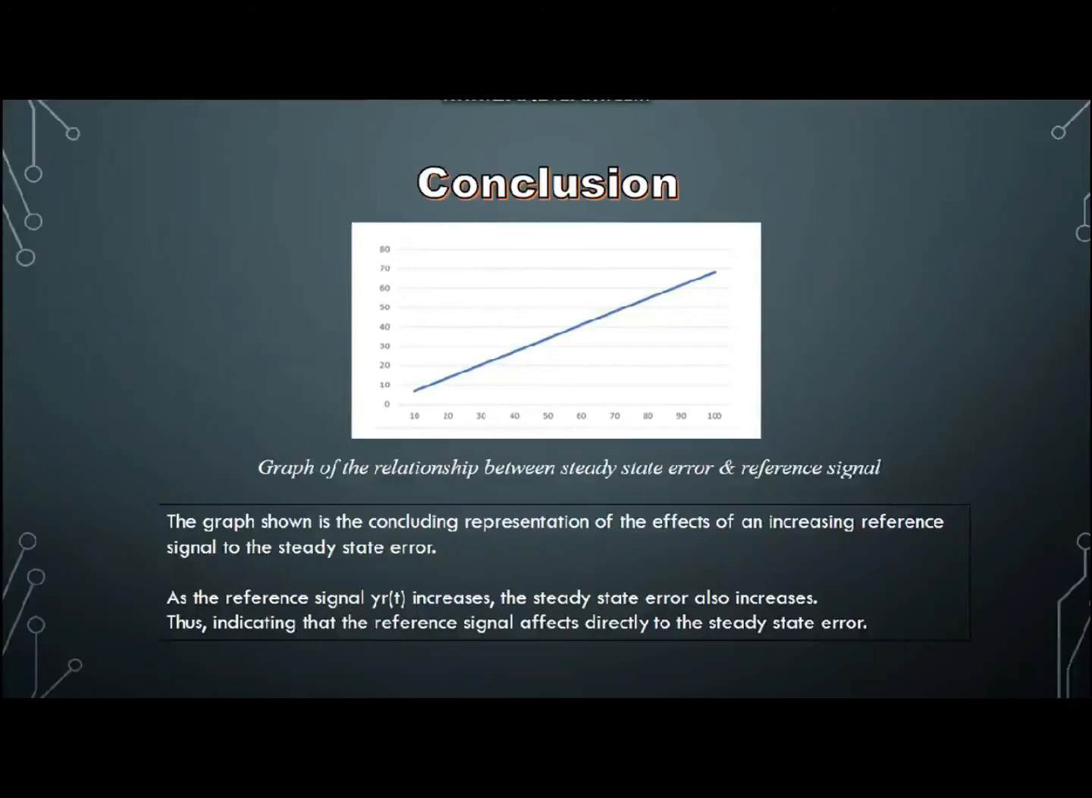thus indicating that the reference signal affects the steady-state error directly. As the reference signal YRT increases, the steady-state error also increases. And that is our conclusion on the relationship between the steady-state error and the reference signal.